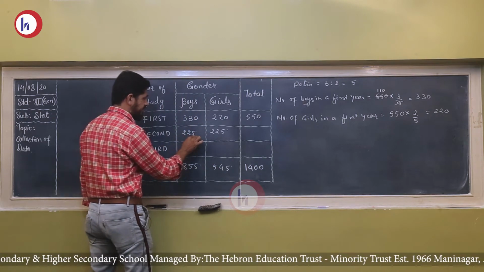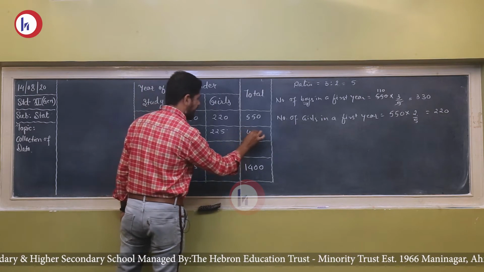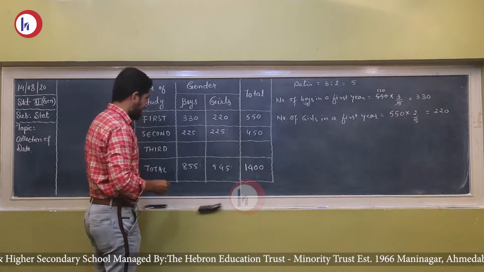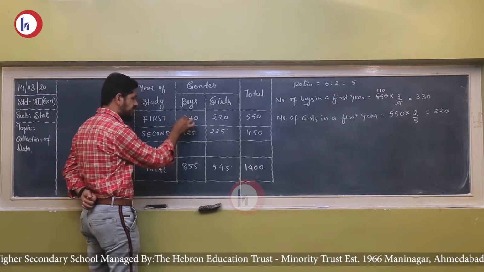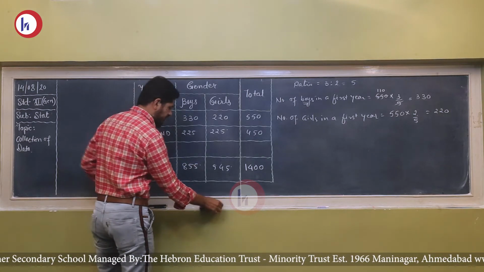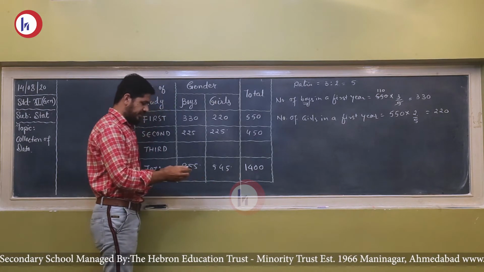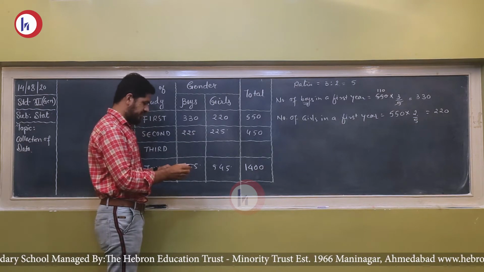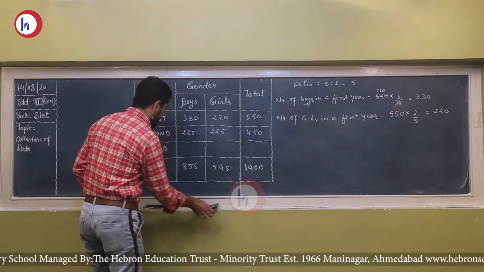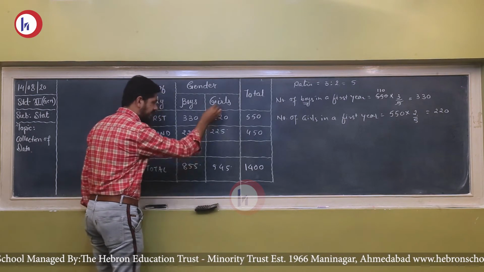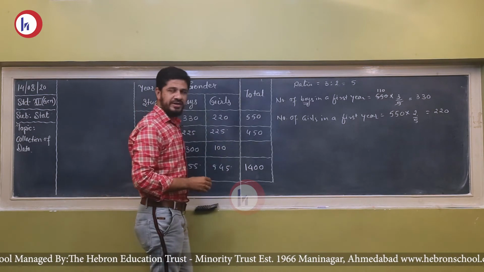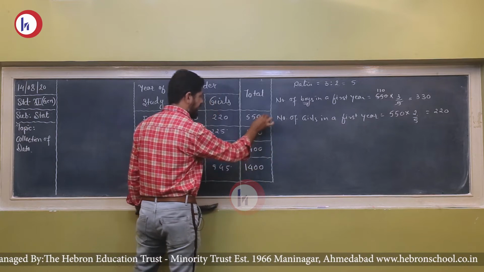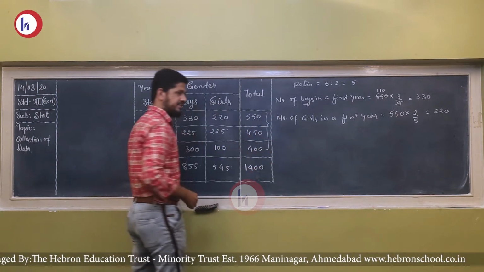Now 225 plus 225 will be 450. We can find the remaining amount by subtracting. So we will deduct these two values from 855. For this I will use a calculator. So 855 minus 330 minus 225 will be 300. And in the same way we can find the other value, that is 100. Now the sum of 300 plus 100 will be 400. If you add all these amounts, you will get 1400.